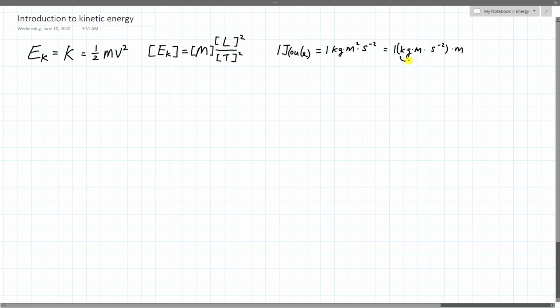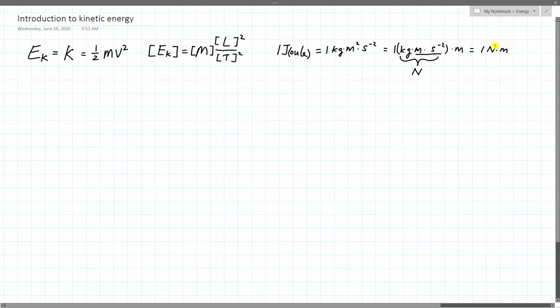And this part, kilogram meter per second squared: meter per second squared is the unit of acceleration, and this is the unit of mass. Mass times acceleration, according to Newton's second law, is force. So this is the unit of force, a Newton. If you summarize, the unit is 1 Newton meter.